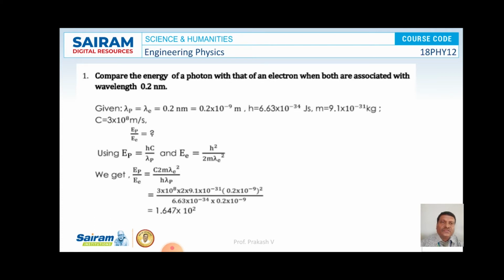So that is 3 into 10 to the power 8 into 2 into 9.1 into 10 to the power minus 31 into 0.2 into 10 to the power minus 9 whole square divided by 6.63 into 10 to the power minus 34 into 0.2 into 10 to the power minus 9. So on simplification, the value of EP by EE is equal to 1.647 into 10 to the power 2. So this is what the solution for this problem asked.